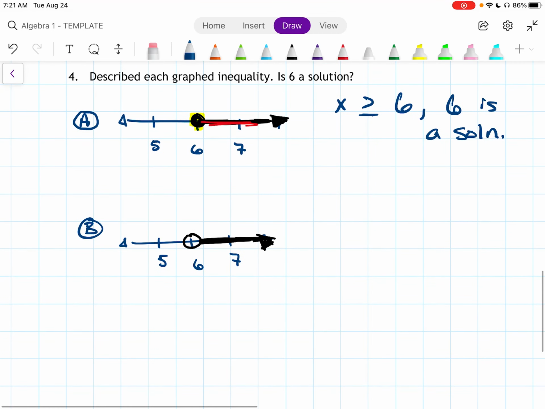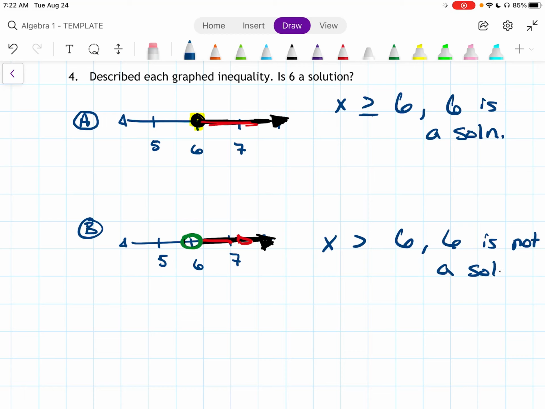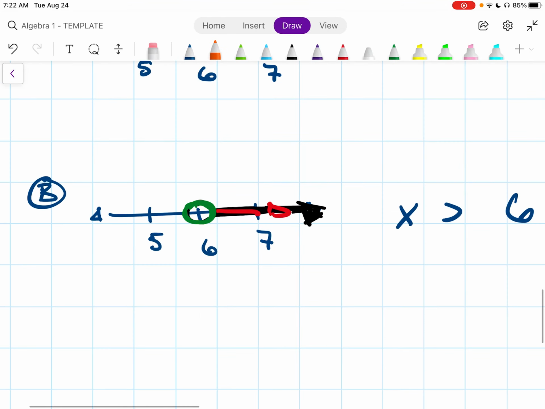Part B, we're going to have an x, we're going to have a 6. Again, in part B, it faces to the right. So x is bigger than, so x is greater than. But this time, we look at our circle, it's an open circle. So it's not going to have the or equal to. So in this one, 6 is not a solution. If we were to have 6.01, that would be a solution. But plain old 6, that's where the open circle is, and it doesn't include that.